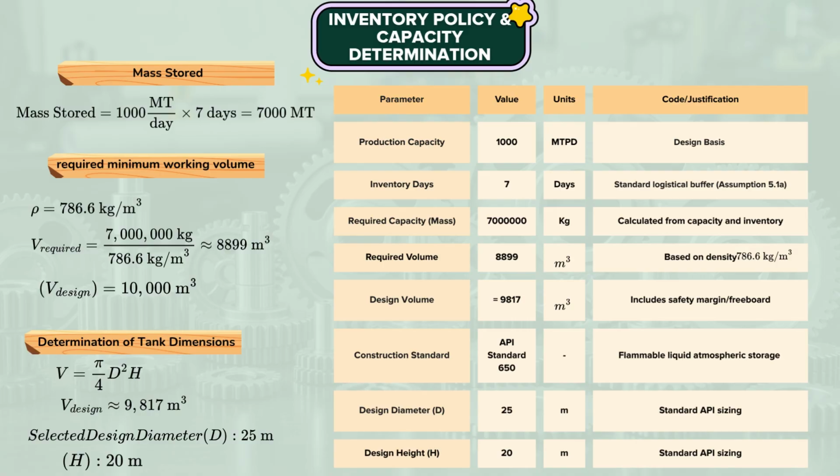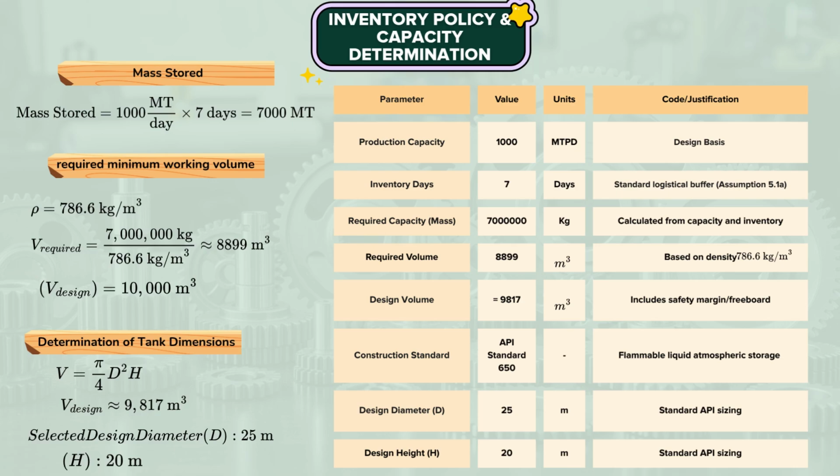Based on the 1000 MTPD capacity, mass storage equals 1000 MT per day times 7 days equals 7000 MT. Using the density of 786.6 kg per meter cube, the required minimum working volume equals 7 million kg divided by 786.6 kg per meter cube, which equals 8899 meter cube.